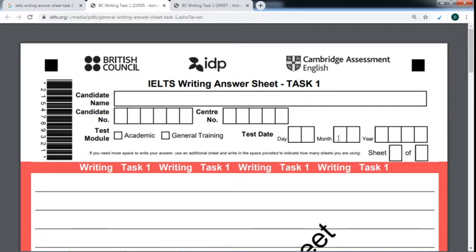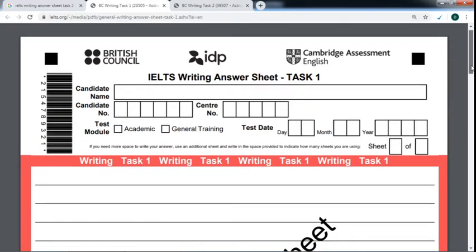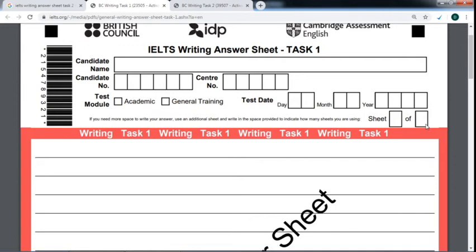Then you would write your test day, the date of your test. It is the date when your writing, listening, and reading take place. This is the test date, not your speaking. Speaking can be on a different day. So write the test day. In this box, don't fill it at the start. You need to fill it at the end. The instructor will also tell you after your time ends. They will tell you to fill this one.